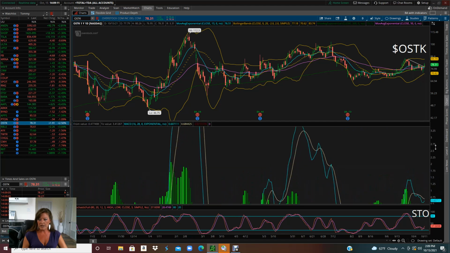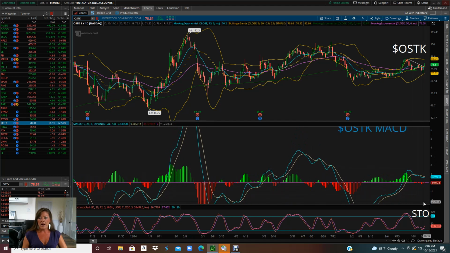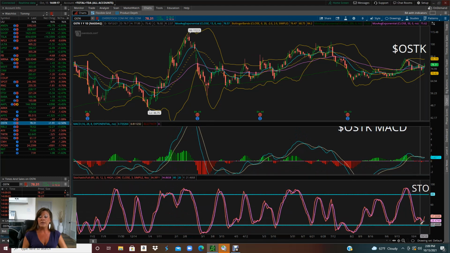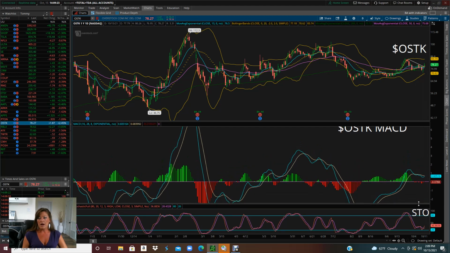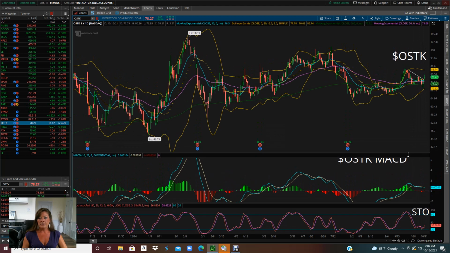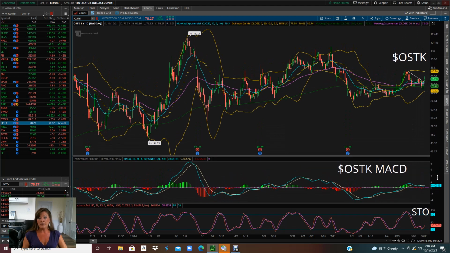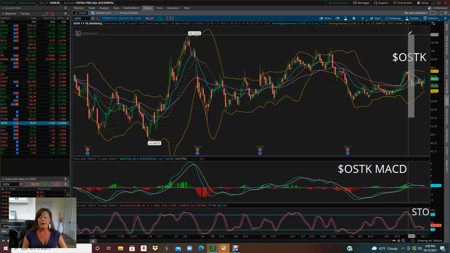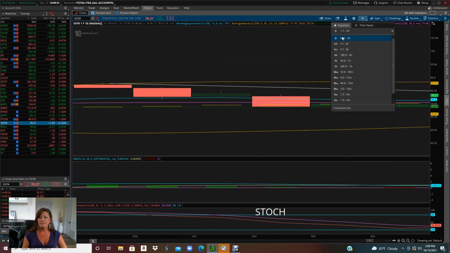I can stretch it out as much as I can, but even the stochastics isn't showing me a lot. It's above the 20 line. It didn't break it, so that's bullish. I mean, this is a hard one. So if it's hard for me, I just don't take the trade, guys. But, oh, darn it, I screwed that up.